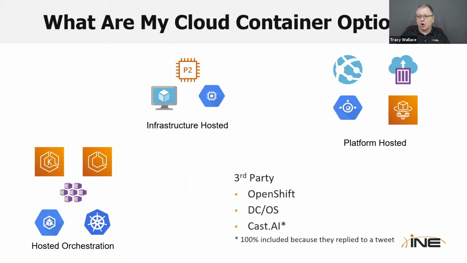All right. Now, there are also third-party options for this, and you've got things like OpenShift from Red Hat. You've got DCOS. You've got Cast AI, who I 100% included in this because they responded to a tweet about this particular webinar. I just thought that was pretty cool, so I threw it in. And I don't know anything else about them because I didn't bother to look. But the point is that there are third-party solutions out there that are designed to make this process easier.